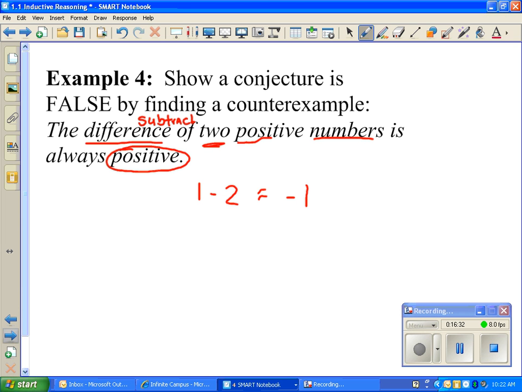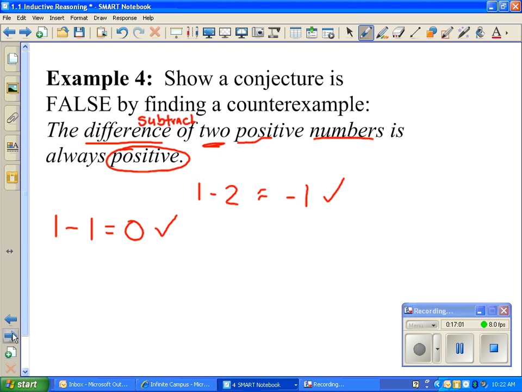1 minus 2 gives me negative 1. That's a counterexample. I could be finished. My little equal sign's kind of messed up. But 1 minus 2 equals negative 1. What's another one? 1 minus 1, which gives me 0. Those are counterexamples. Are there more than one of those? Yeah, there's tons, but I only need one. So if you and your neighbor get something different, that's fine. That's great.